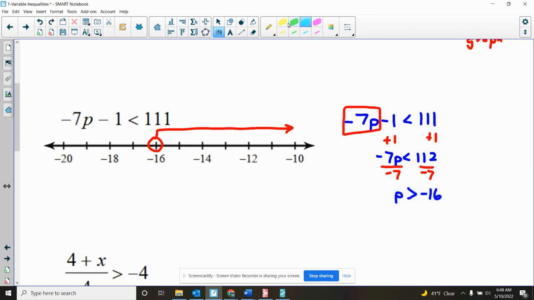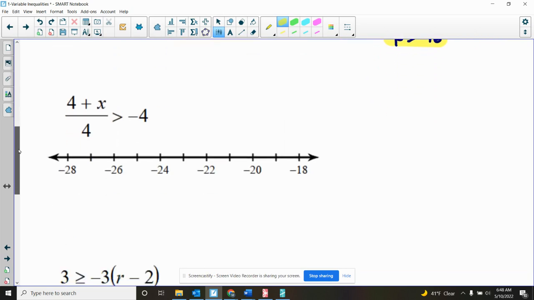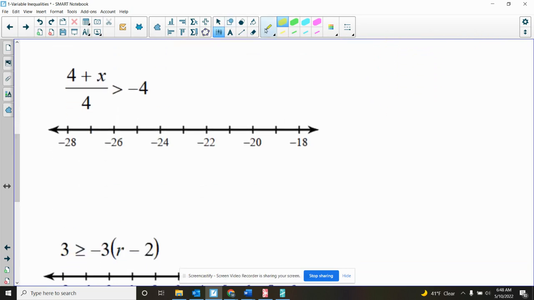Cannot stress enough the importance of keeping track of your division or multiplication by a negative number. That's what changes the direction of your inequality sign. Next up, once again, I encourage you to pause, unpause when you're ready to check things. So starting, lots of 4s in this one.